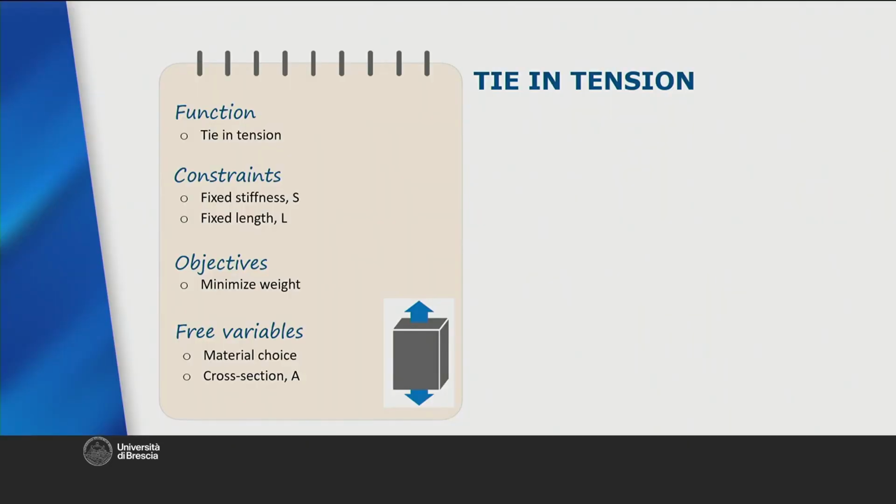The first case is that of a bar working under tension, or a tie bar. The constraints will concern the fact that it must be sufficiently rigid and have a given length L. We will assume that the objective to pursue is minimizing the weight. Finally, we will adopt as free variables the choice of materials and the cross-section of the bar.